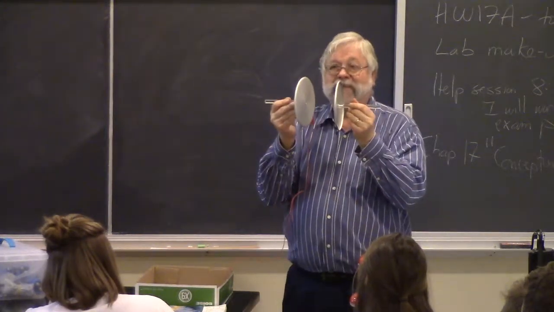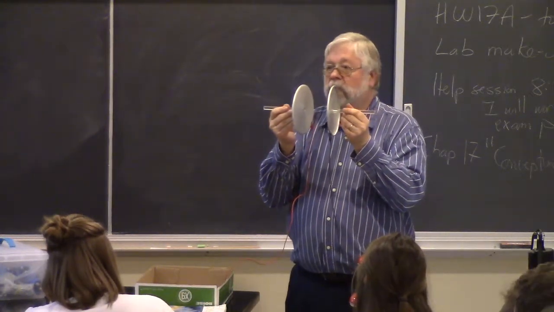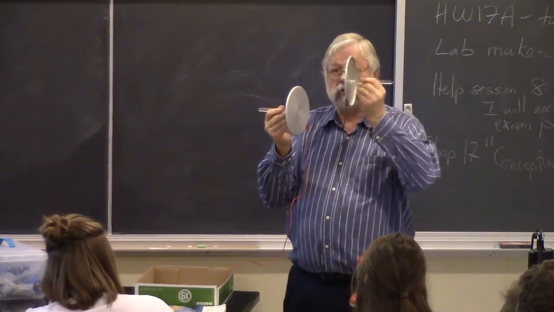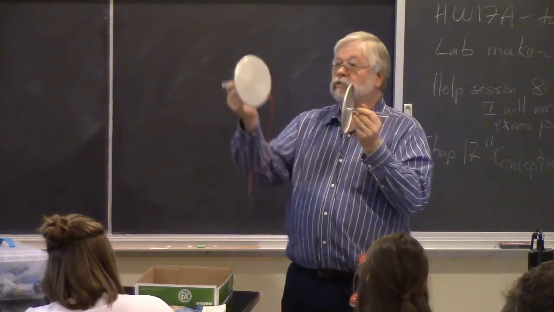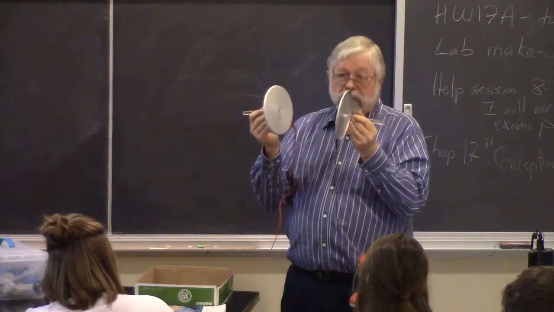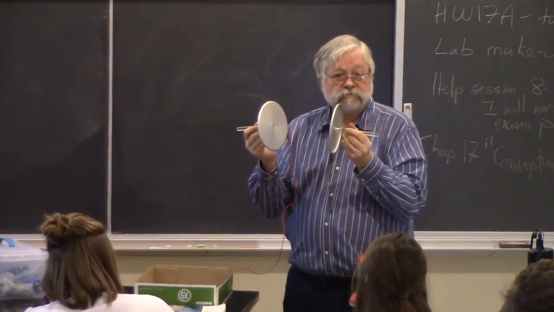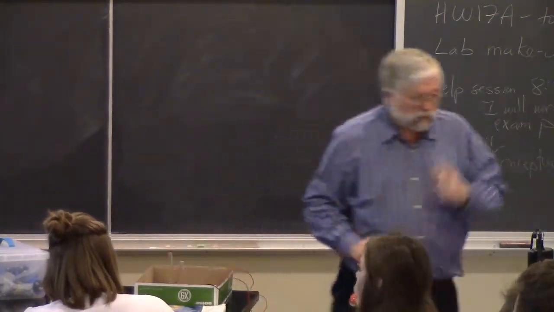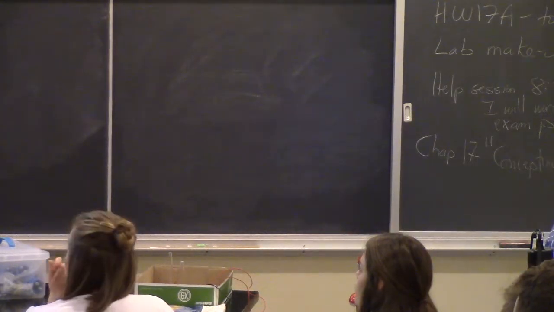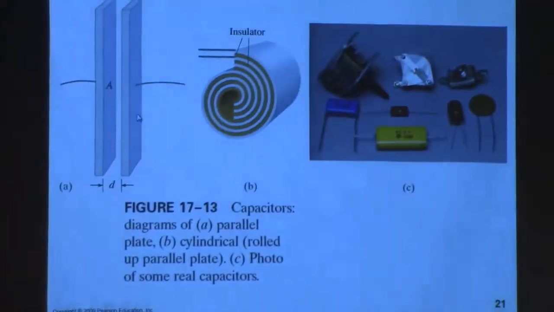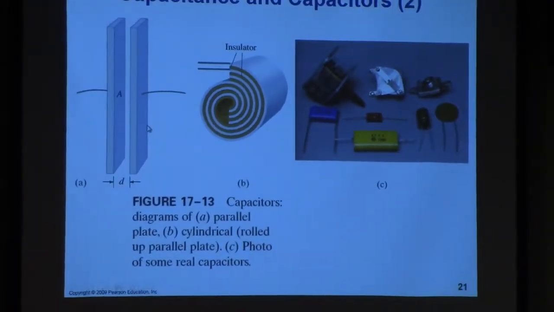So there's a capacitor. It would store electrical energy by putting positive charge on one plate and negative charge on the other. That stores potential energy. Here's that same picture, except they're using rectangular plates instead of cylindrical plates. But it's the same idea.